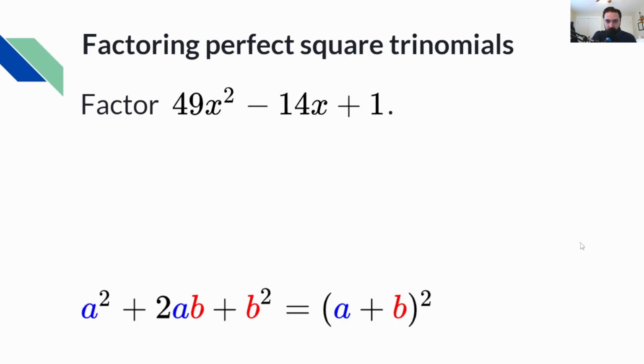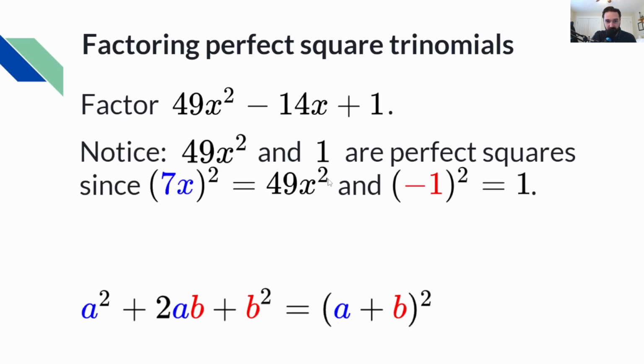Let's do one more: 49x squared minus 14x plus 1. We have our formula down here. We just need to figure out what a and b are. Here, a in blue is 7x. We're squaring that entire thing to get 49x squared. And our b in red here is negative 1. We're squaring that whole thing to get 1.